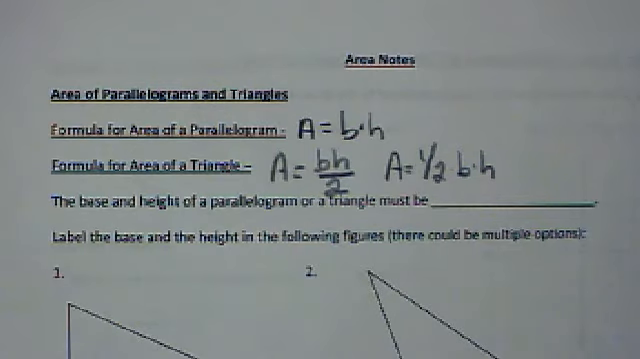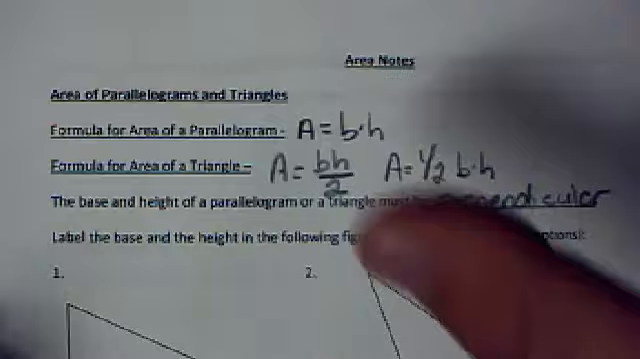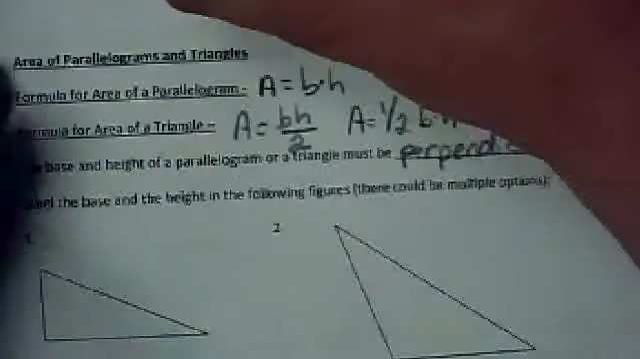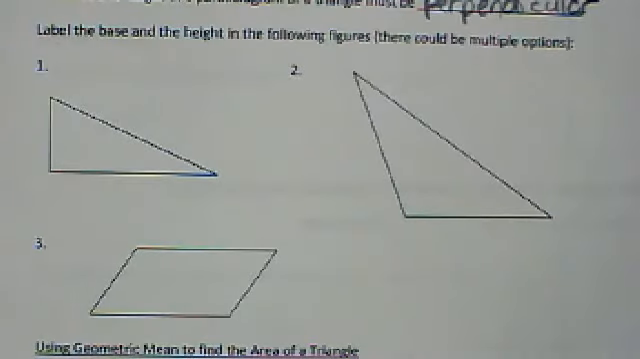Now, the base and the height of a parallelogram or a triangle must be perpendicular with one another. We talked about altitudes earlier on in the year, and we discussed that an altitude is created by creating a perpendicular line with the base and expanding that to the vertex. So to kind of practice what this looks like, let's look below here on these 3 figures. We have 2 triangles and a parallelogram, and what I want to do here is label all the bases and heights in the following figures.